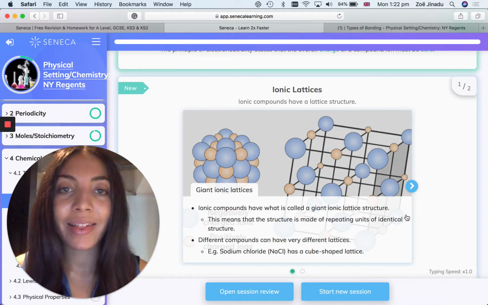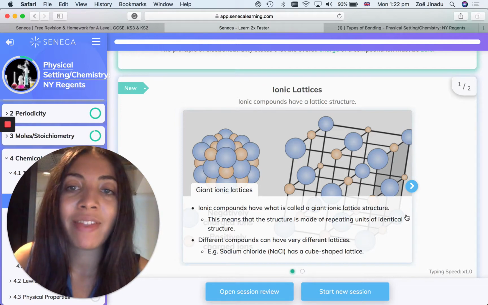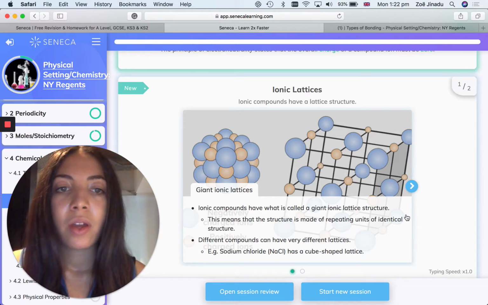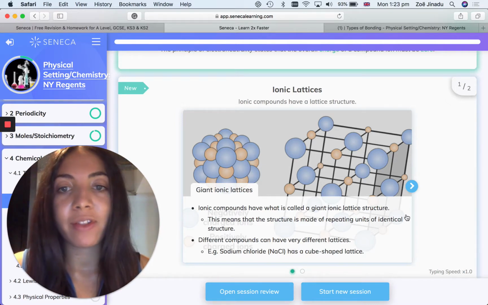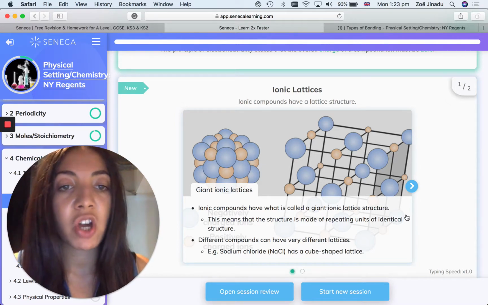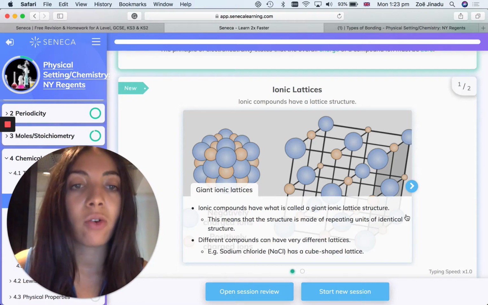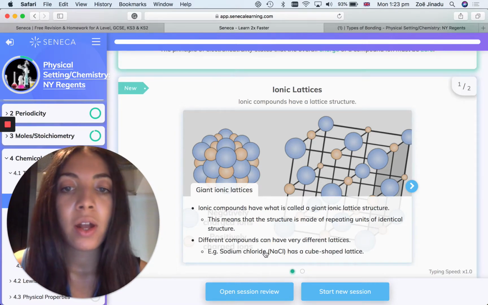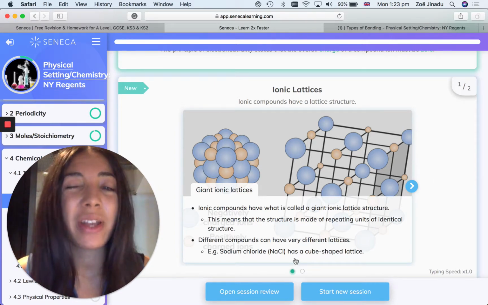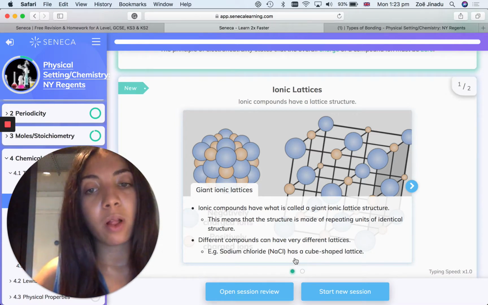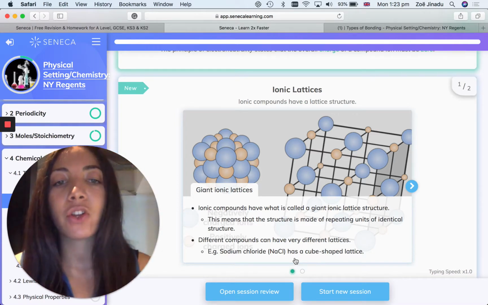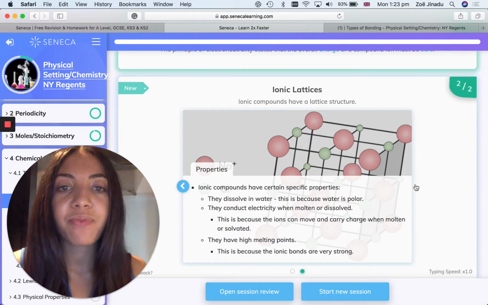Giant ionic lattices. Okay, so ionic compounds have a lattice structure. A giant ionic lattice structure for ionic compounds. Okay, so this means that the structure is made of repeating units of identical structure. Different compounds can have very different lattices. For example, sodium chloride, NaCl, has a cube-shaped lattice.